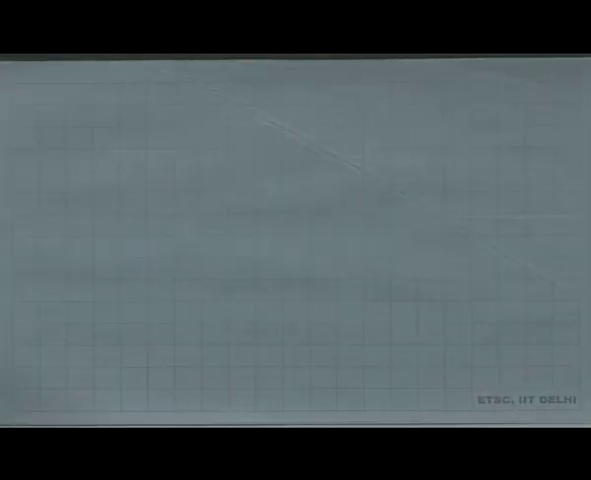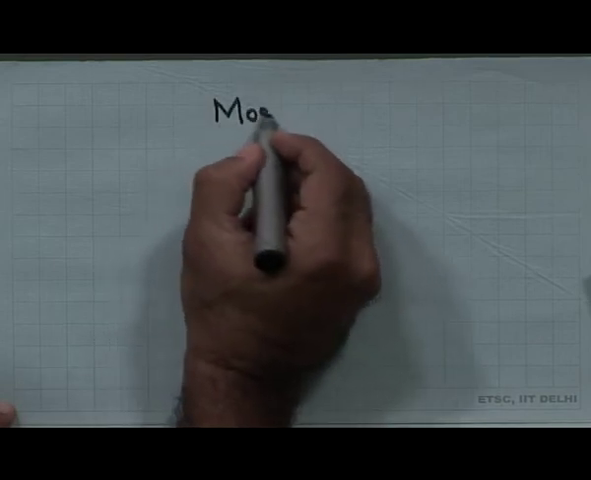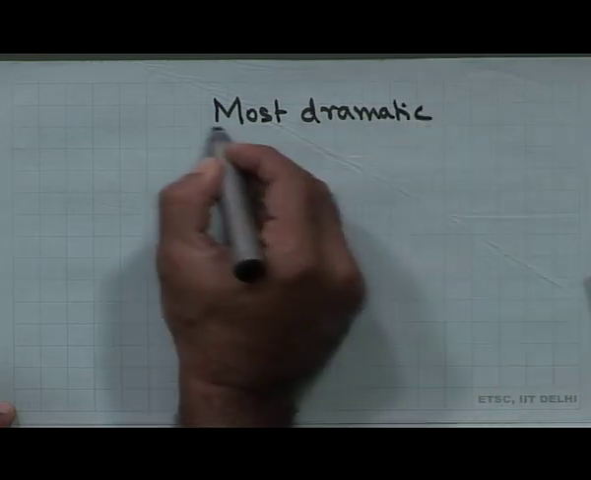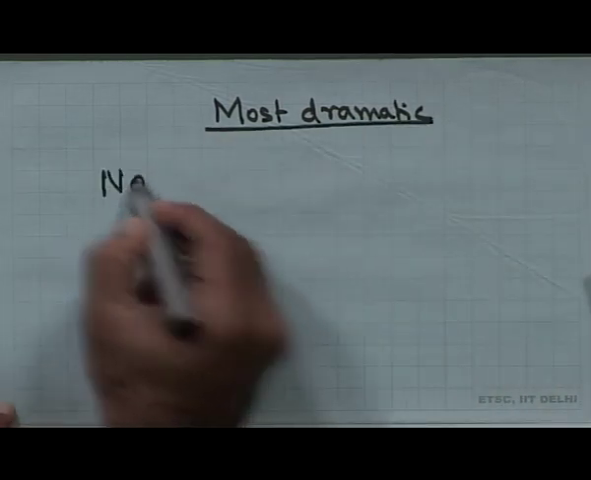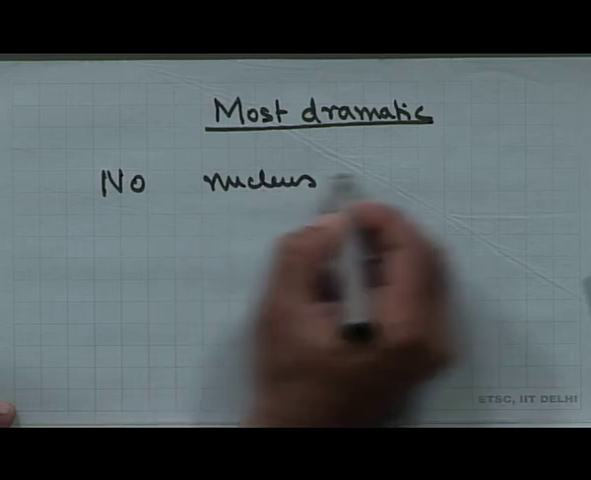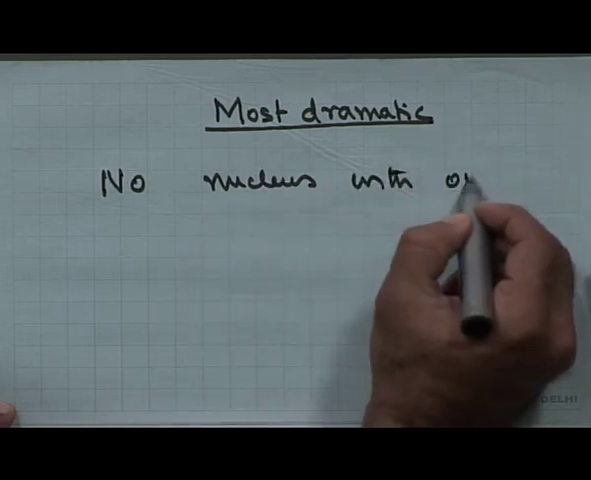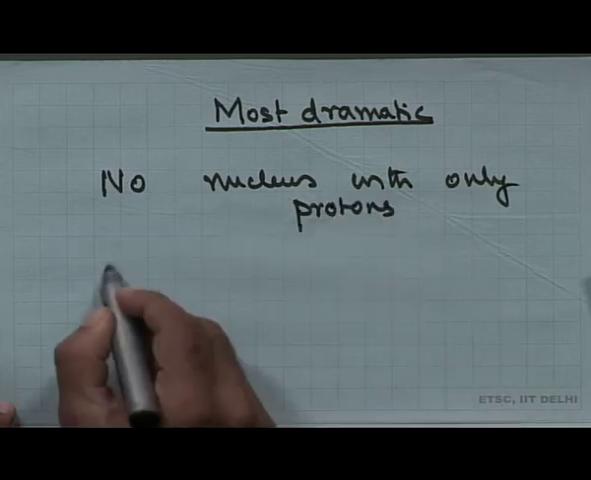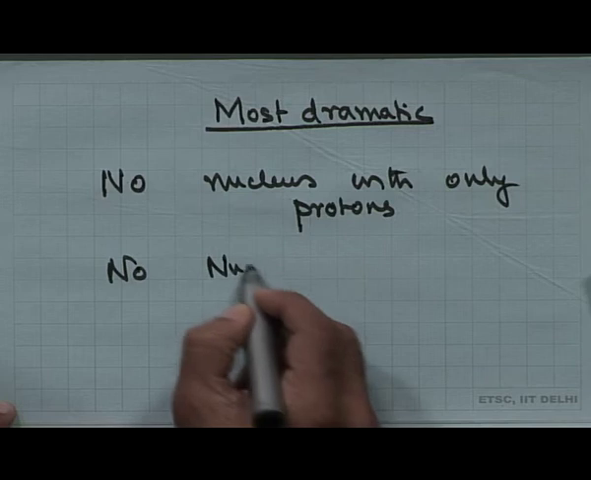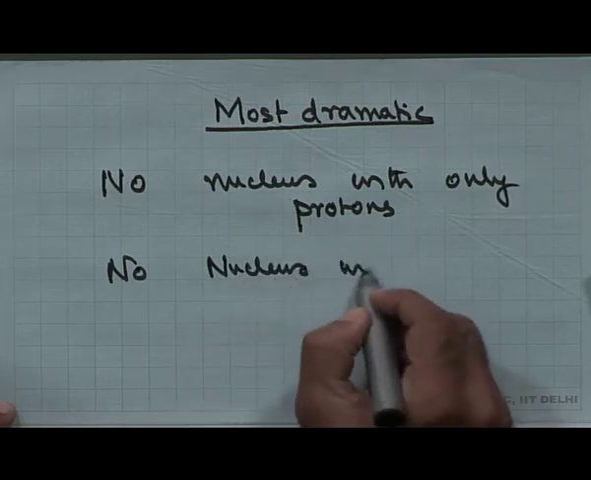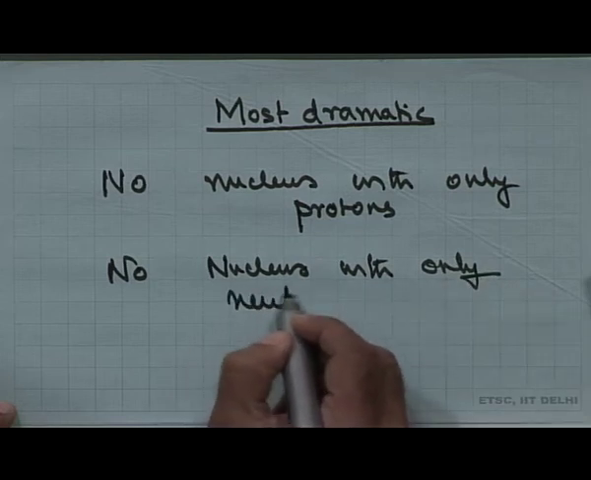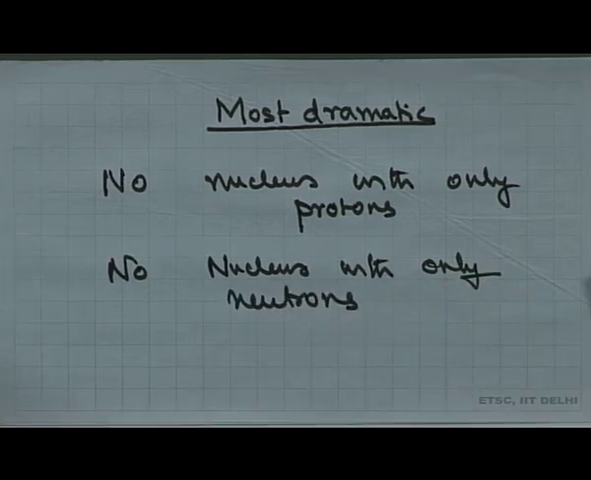And what is the most dramatic thing? I have to write that. Most dramatic. No nucleus with only protons, no nucleus with only neutrons. You need both protons and neutrons to form a nucleus.